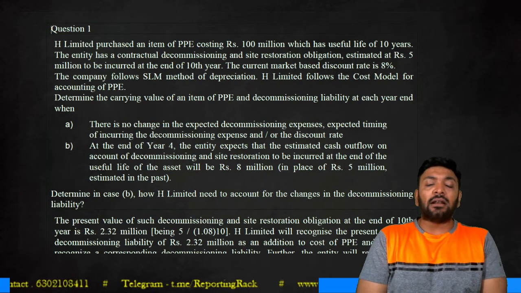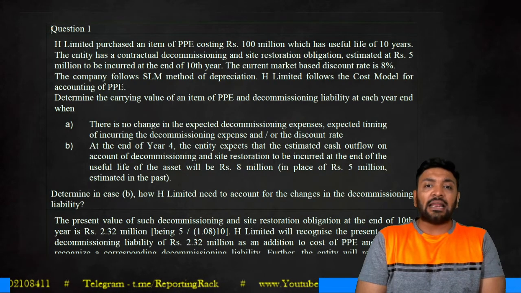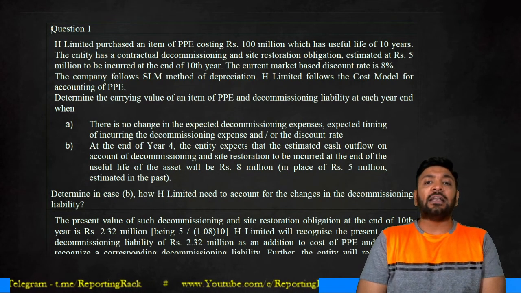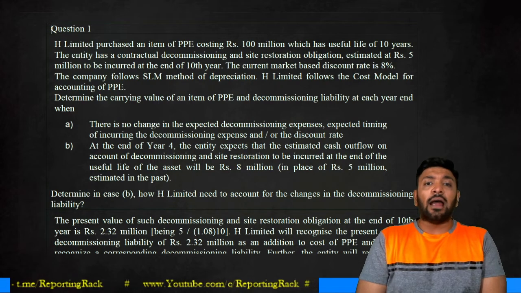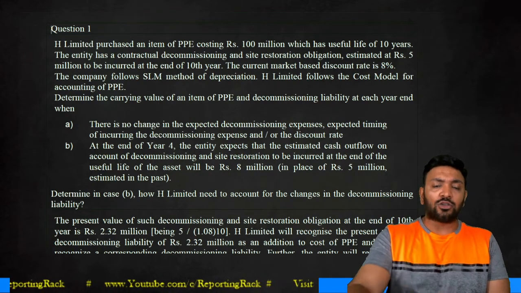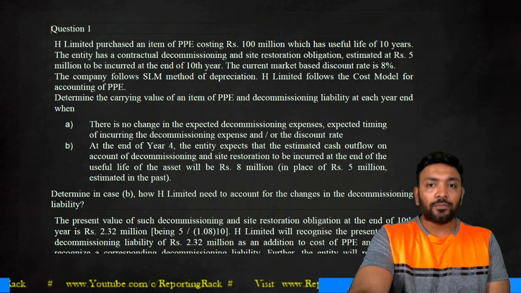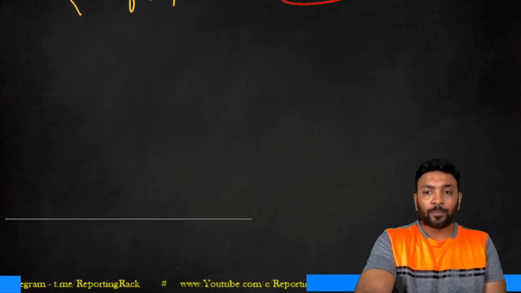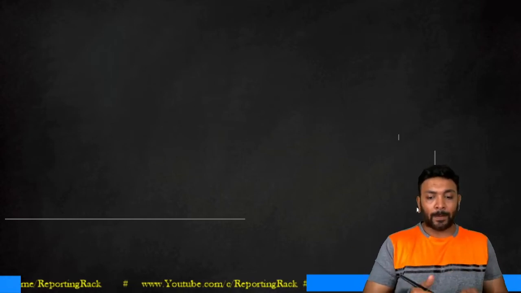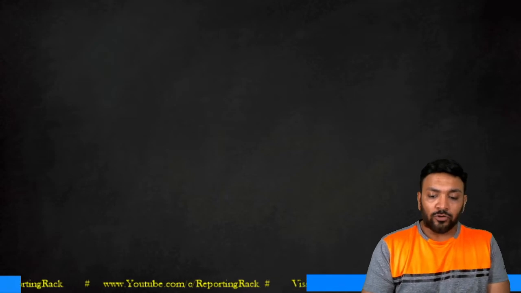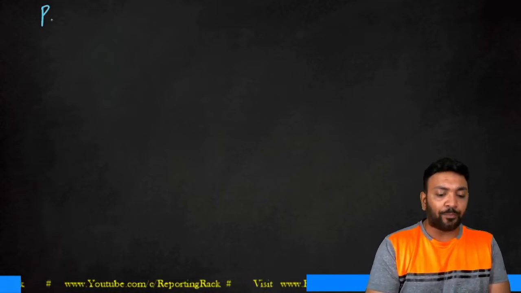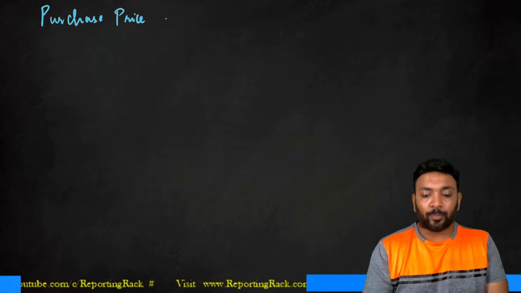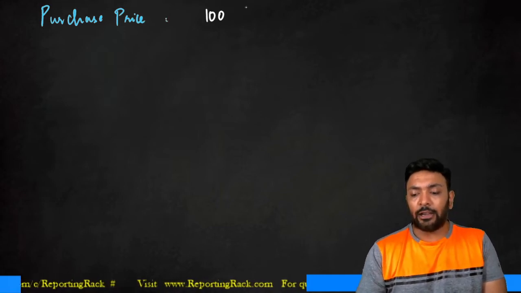The company follows the straight line method and a cost model for accounting the PPE. Determine the carrying value of property, plant and equipment and decommissioning liability every year when there is no change in the expected decommissioning expense, the timing to be incurred and the discount rate. First part of the question, let's try to solve this. First, the purchase price. What is the purchase price of the asset? $100 million.